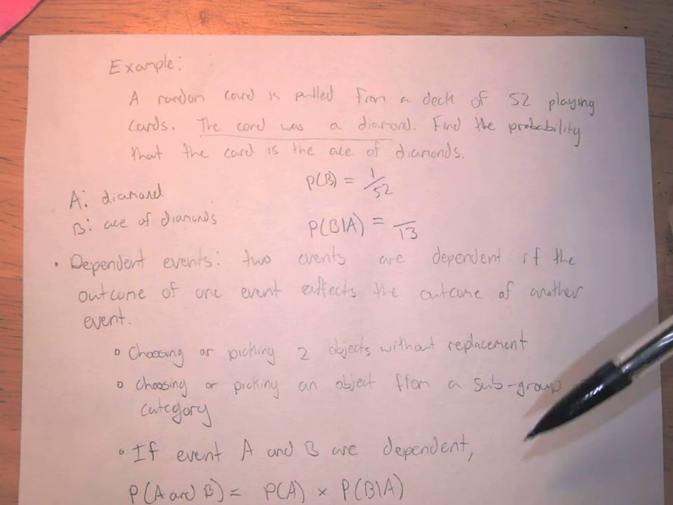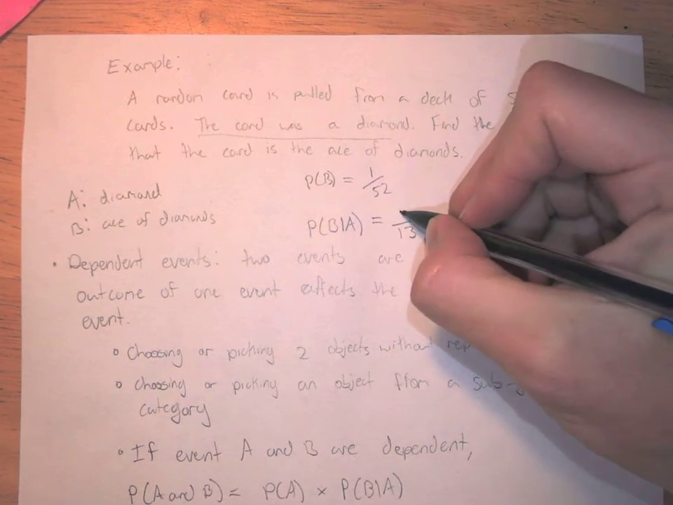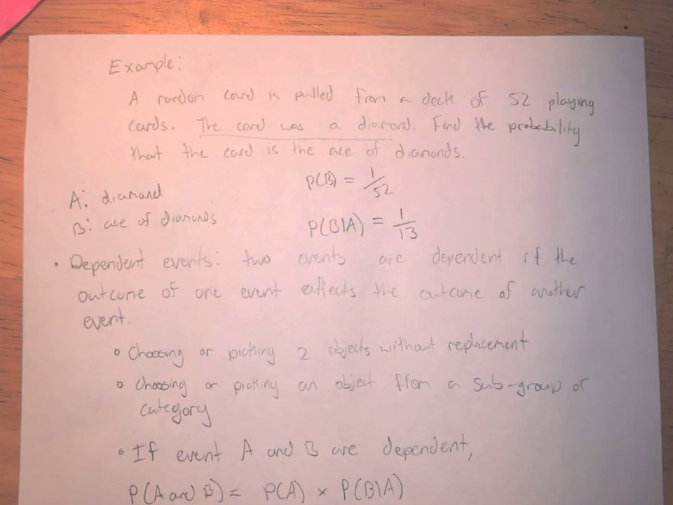Now, if you pulled a diamond, you know that's a diamond, then how many ways are there to pull an ace of diamonds? Well, there's still only one ace of diamonds in the deck. So there's one way to get that ace of diamonds, but now your number of outcomes has changed.